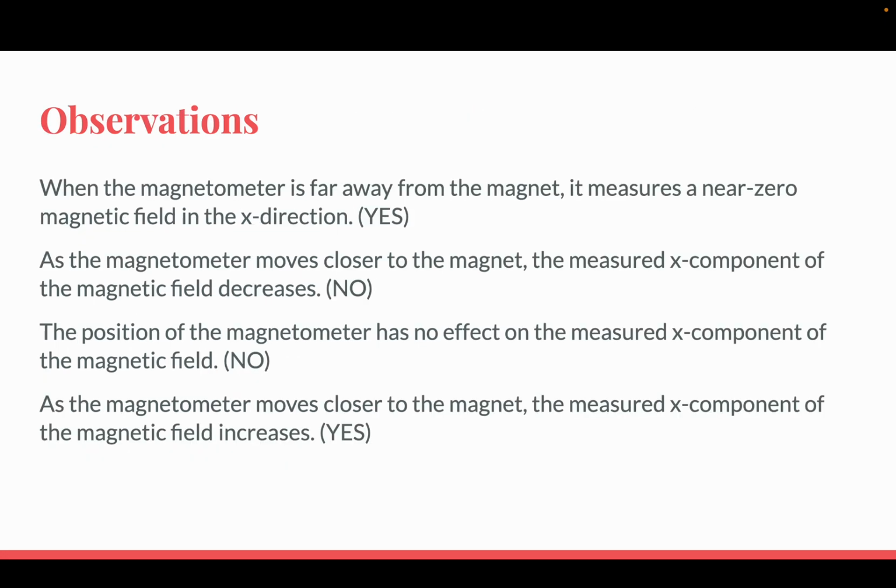So the observations: when the magnetometer is far away from the magnet, it measures a near zero magnetic field in the x direction. What didn't happen is as the magnetometer moves closer to the magnet, the measured x component of the magnetic field decreases. The position of the magnetometer has no effect on the measured x component of the magnetic field, which is also incorrect. And as the magnetometer moves closer to the magnet, the measured x component of the magnetic field increases.